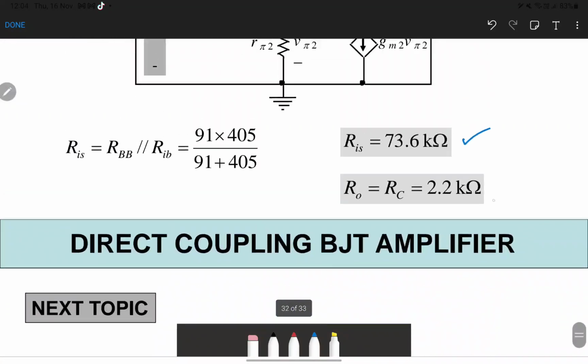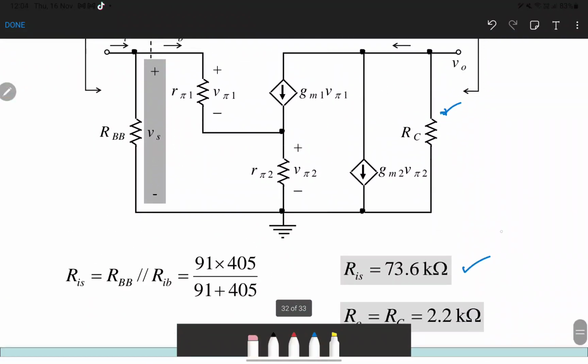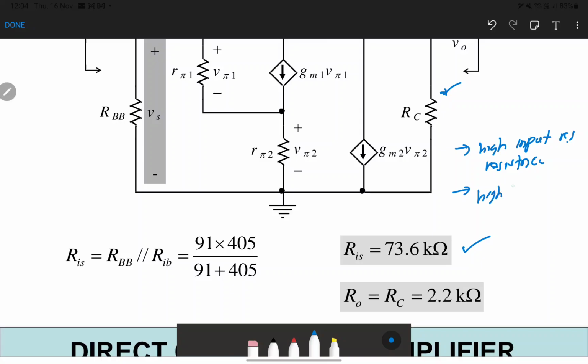Alright, okay, that's all. If you see here, our input impedance is very large, equal to 73.6 kilo ohm, compared to our output impedance of 2.2 kilo ohms. So it means that our Darlington pair produces high input resistance, and it also provides high output current gain.